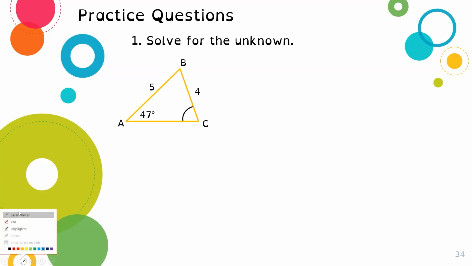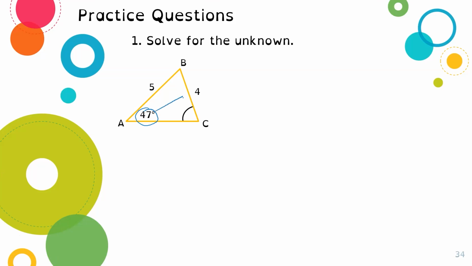Solve for the unknown. So often these questions will just say solve for the unknown, and you have to look at the triangle in order for it to make sense. So really, if you don't have a triangle, you need to draw it. But if a question's like this, where it just says solve for the unknown, they're going to give you a triangle.